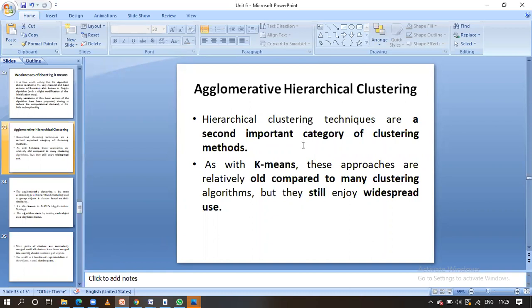Previously we discussed the simple k-means algorithm. It is older compared to many algorithms, but we still use simple k-means because of its widespread use. The k-means algorithm is the oldest one, but compared with many clustering algorithms, we still use it, because of this widespread use.